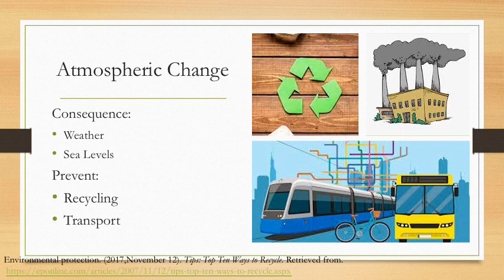Moving on, there are many consequences of the change of atmosphere. First of all, weather. For example, there are more extremes like global warming, flooding, etc. Also, as the temperature keeps on increasing, the polar ice shelves are melting, which causes the rise of sea level.